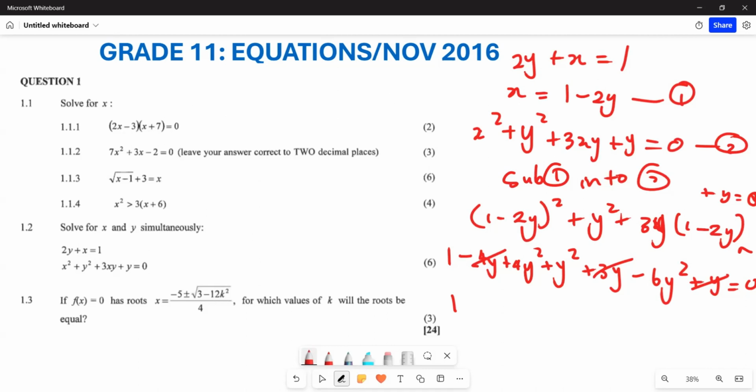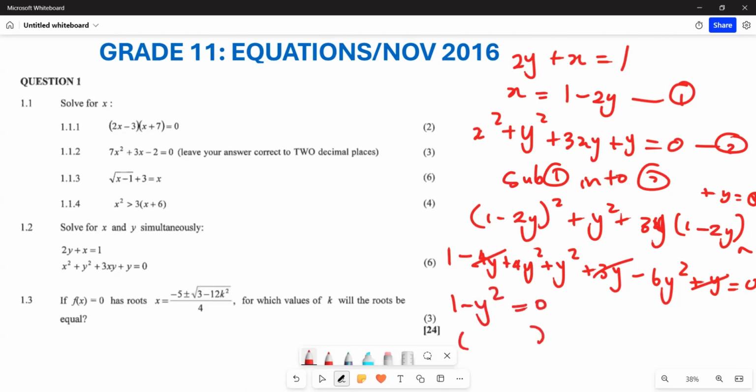You are left with what? Look, this is same as y, y plus 4y squared. This is going to be 5y. And then 5y subtract 6y, what is it that you're going to get? This is same as negative y squared is equals to 0.